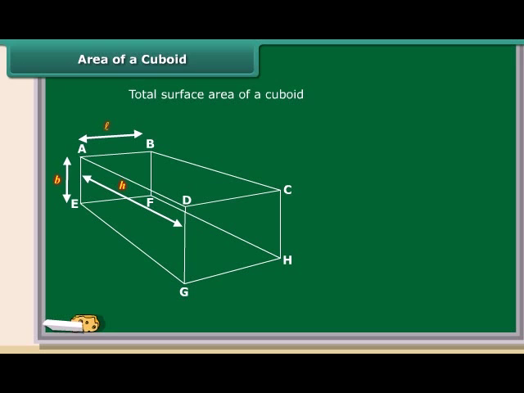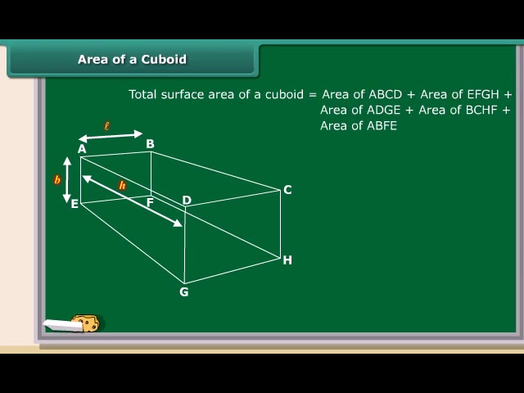Then the total surface area of the cuboid is equal to the sum of the areas of six faces ABCD, EFGH, ADGE, BCHF, ABFE, and DCHG, which is lh plus lh plus bh plus bh plus lb plus lb. Therefore, the total surface area of a cuboid is equal to 2 into (lb plus bh plus hl).